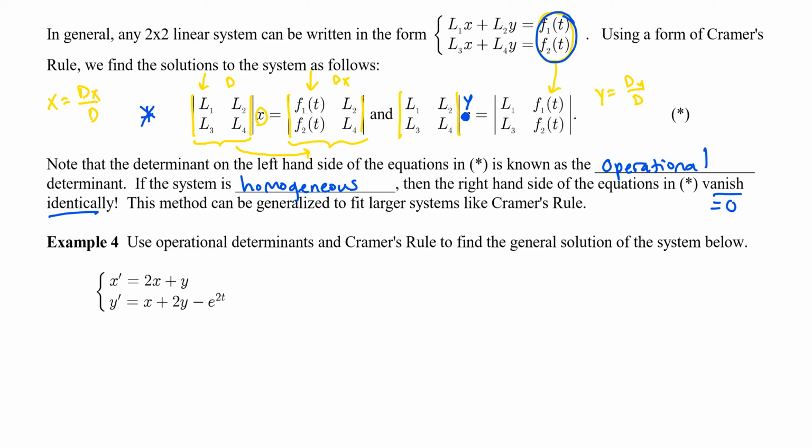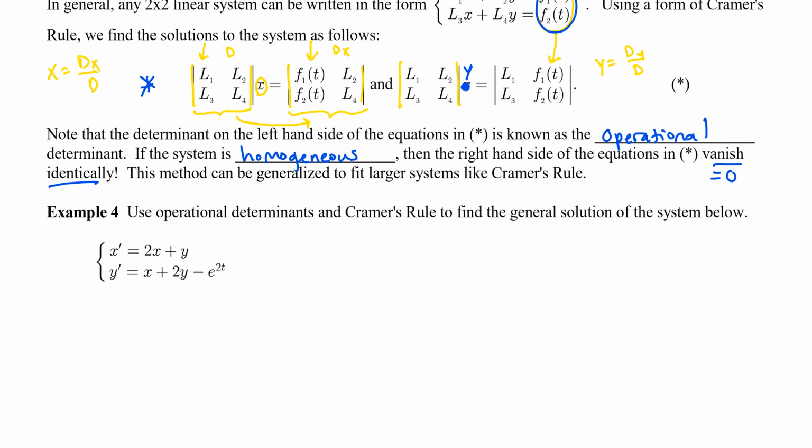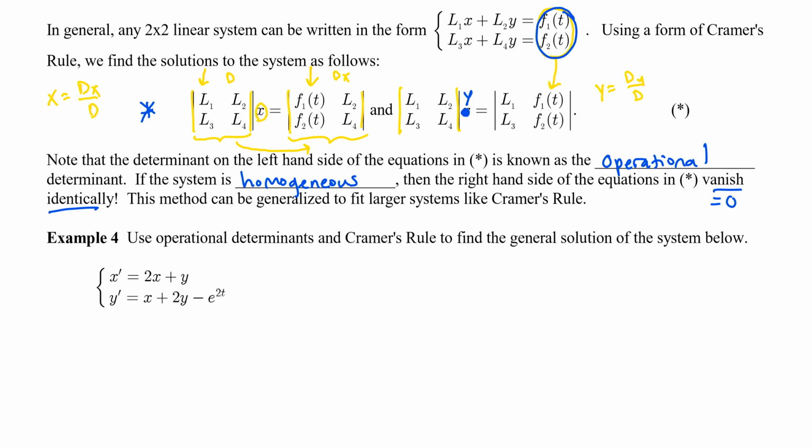So in example 4, we're going to use this new method, use operational determinants and Cramer's rule, to find the general solution of the system below. Now, if your system is homogeneous, by the way, and both of these functions are 0, then this determinant on the right-hand side is 0. Both of these would end up being 0, and it's a pretty easy thing to solve. So for our example, I have chosen a non-homogeneous system.